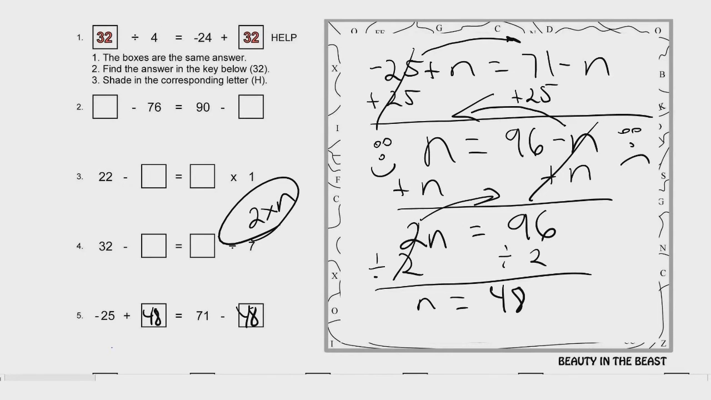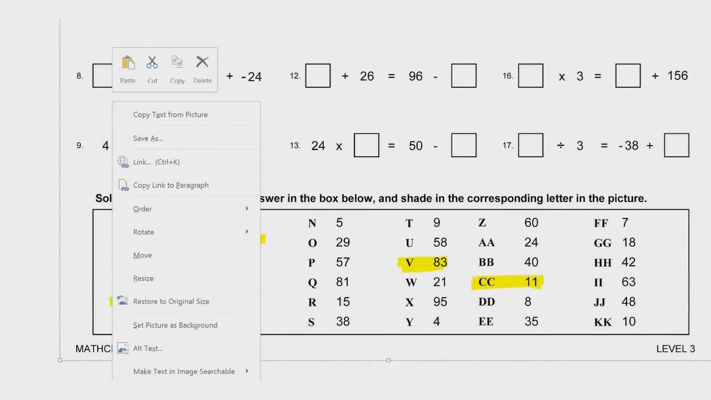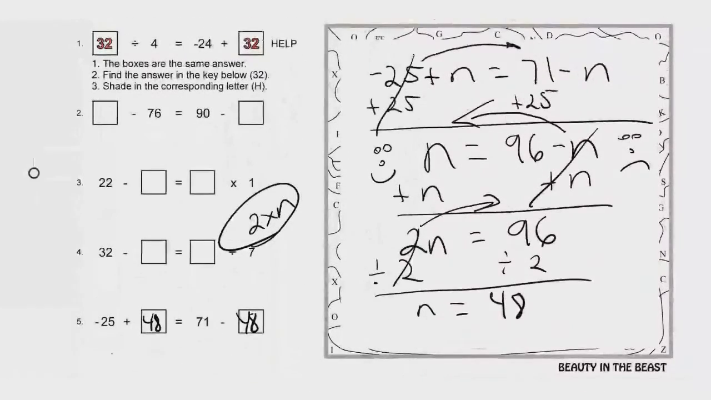And again, you're going to come down here and you're going to find 48. 48 is what letter? 48 is JJ. And we come back up here and shade in all the JJs.